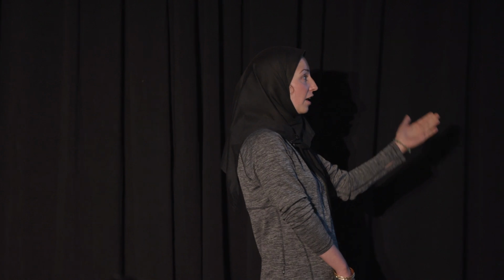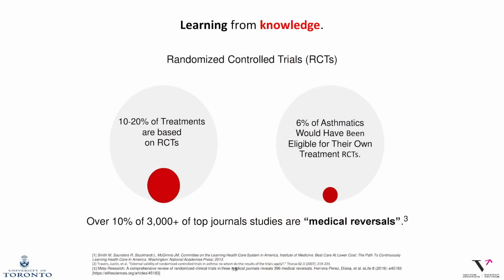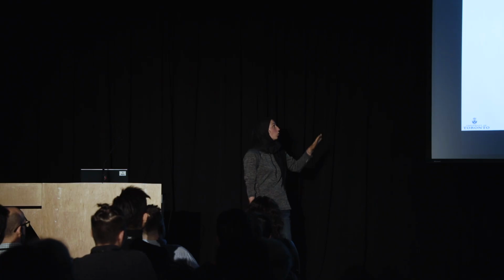Not only is the knowledge that we have rare and biased, sometimes it's just wrong. So more than 10% of the 3,000 plus top journal papers from JAMA, the New England Journal, the Lancet, were what we call a medical reversal. A paper comes out that says that thing you've been doing, common clinical practice, the thing we think is correct, that's wrong. We need to do something else. And so neither practice nor knowledge are perfect right now without any machine learning, without any technology.